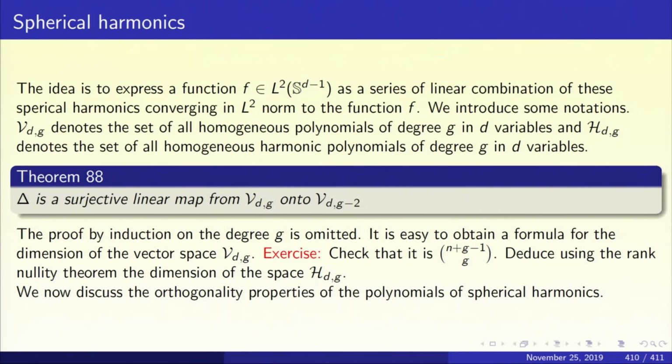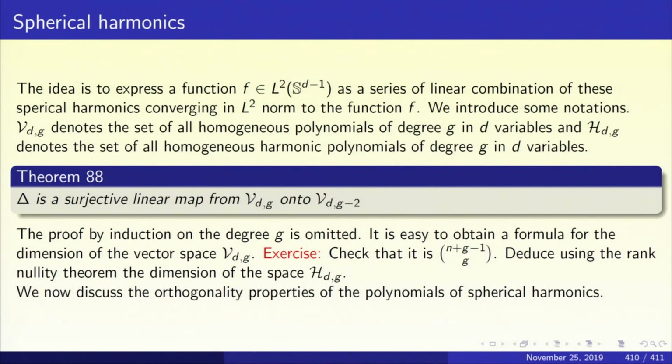This linear transformation turns out to be surjective. The proof is not difficult. You can try it yourself if you wish. So it is a surjective linear transformation. So what is the kernel of this? The kernel of this is exactly H_d^g. The kernel is the set of all homogeneous polynomials of degree g in d variables satisfying Laplace's equation, Laplacian of u equal to 0. In other words, they are harmonic homogeneous polynomials of degree g, elements of H_d^g. So delta is a surjective linear transformation from V_d^g to V_d^(g-2).